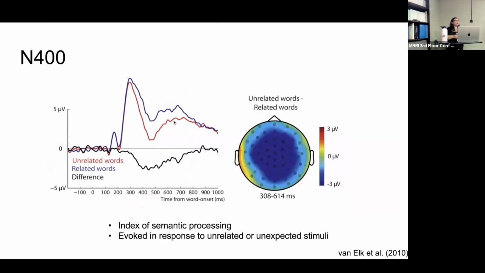One EEG component of interest in particular for this study is the N400. It is thought to index semantic processing because it is evoked in response to unrelated or unexpected stimuli. In this graphic, borrowed from Van Elk and colleagues, you can see that at approximately 400 milliseconds, hence the name, there is a more negative going peak in neural activity for pairs of unrelated words compared to pairs of related words. We view this as a signature of semantic processing, that the brain is able to differentiate matches versus mismatches and relations versus less related words.